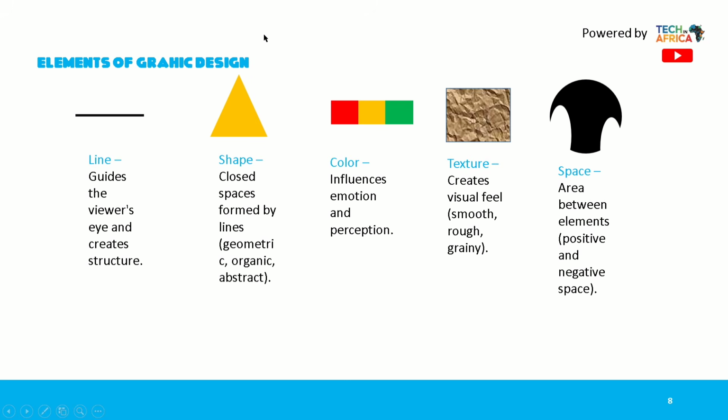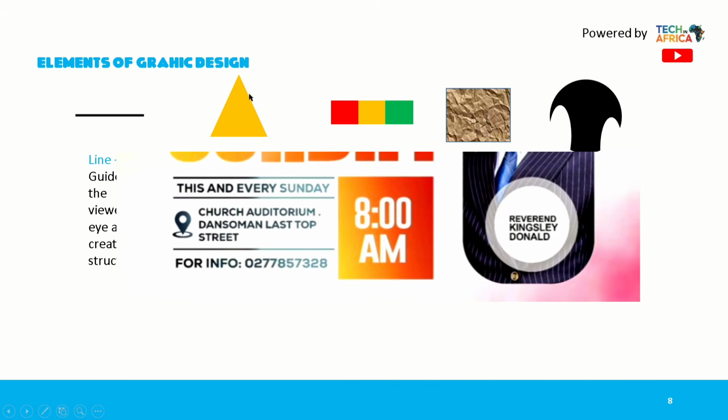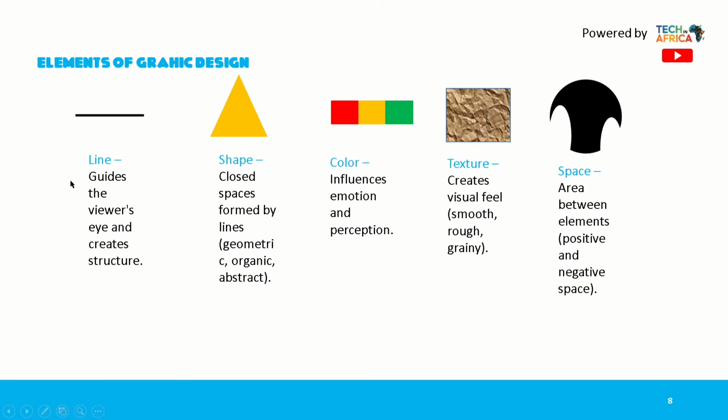There are some flyer designs. Let's say I'm designing a flyer and I want to indicate the time of a program. I can put the time there, and just by putting a circle around it, I can easily draw your eye to whatever is there. That's one way lines guide the viewer's eye.